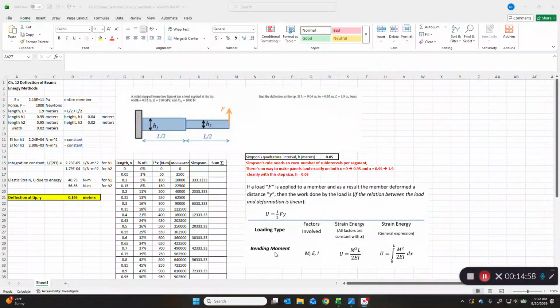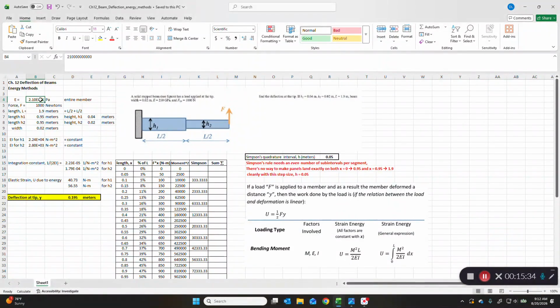And so we want to look at the bending moment, the elastic modulus, the area moment of inertia. So we know that our strain energy is M squared L over 2EI, right? All factors are constant with x. So if we integrate this, we're going to get the integral of M squared over 2EI dx from 0 to L, which will give us our strain energy. Once we solve this equation, we can plug U back in here and multiply it by 2 and then divide by F, and we get y, our deflection. So we did this one by Simpson's rule.